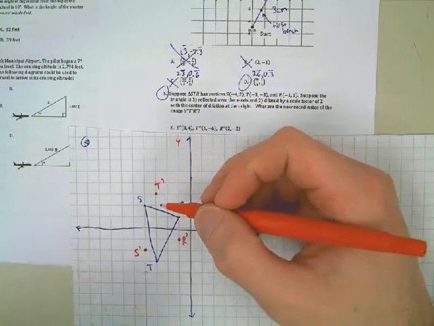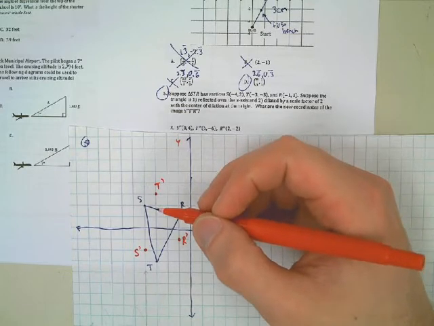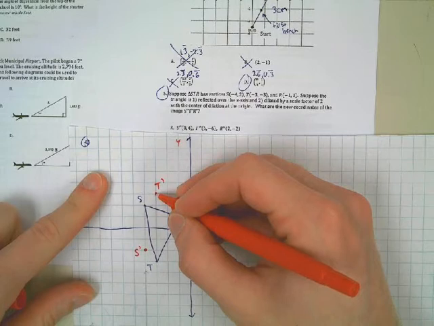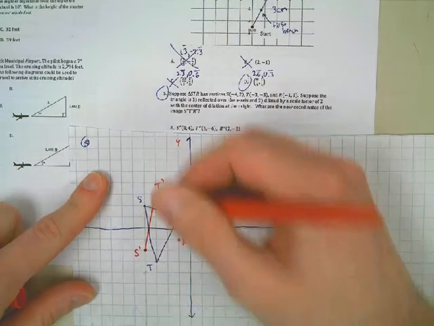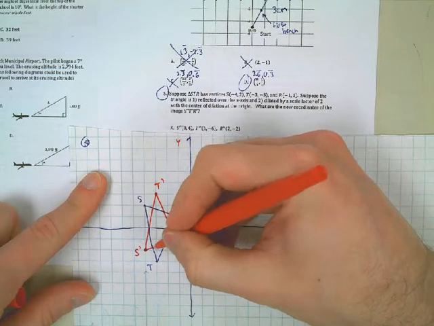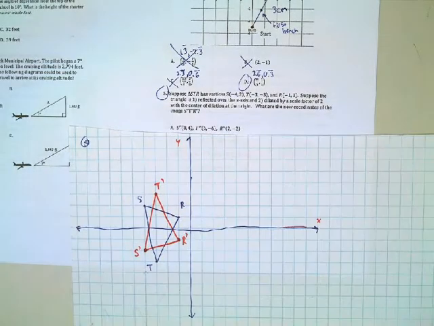Yep, we're just reflecting. In this case, it looks like a flip, right? Because the reflection is kind of like a flip. So we just count the distance from the line of reflection. Okay, like so. Creates like a little star-looking thing there.